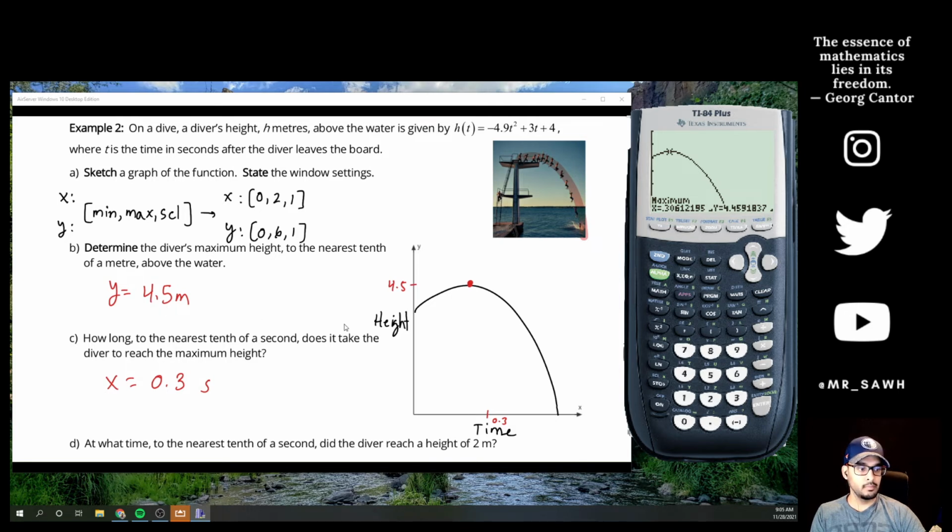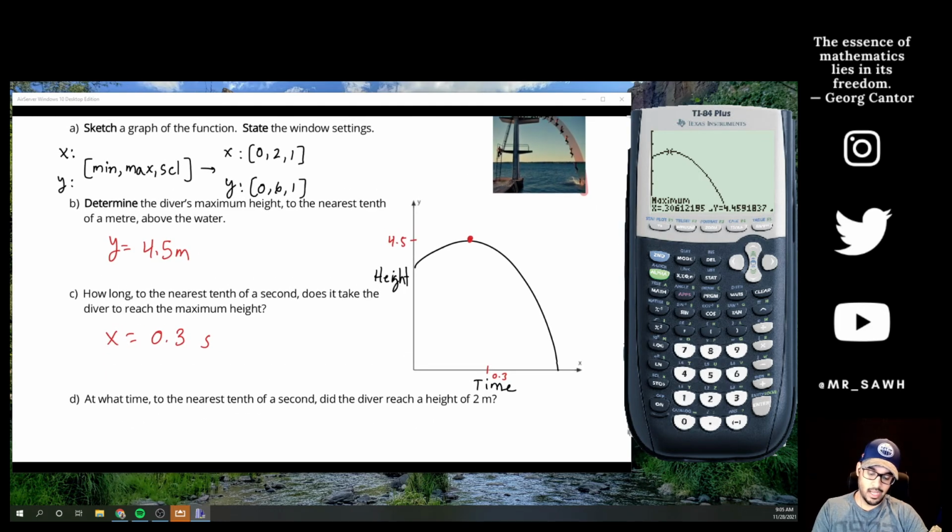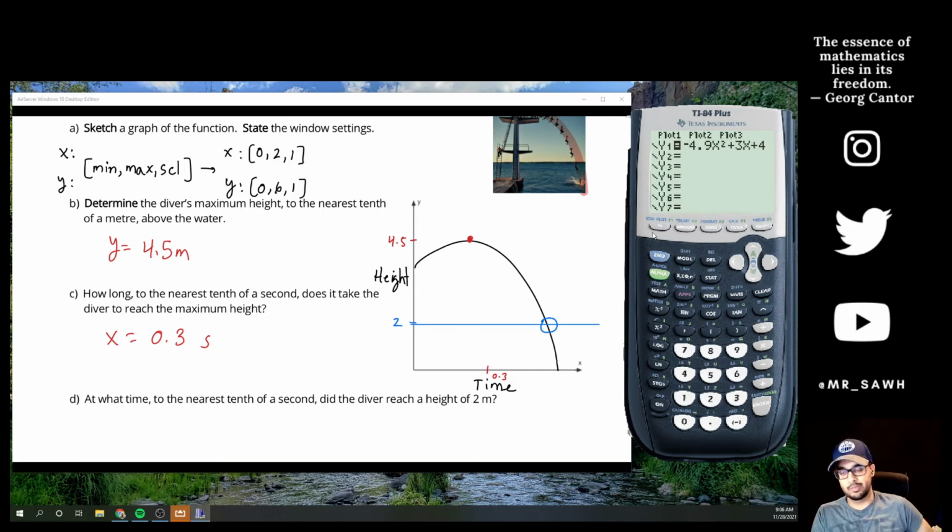Okay. At what time to the nearest tenth of a second does the diver reach a height of 2 meters? Well, if I think about this, if that's 4.5 as height, maybe 2 is somewhere about here. And there is a point where this happens. Now, if their height is going to be 2, we've seen this situation before, my equation is going to be equal to 2, which is like me saying, if I add in another expression to my y equals, in y2, we're going to graph 2.